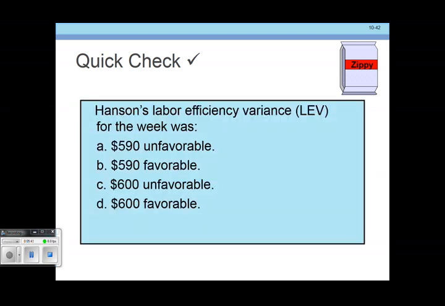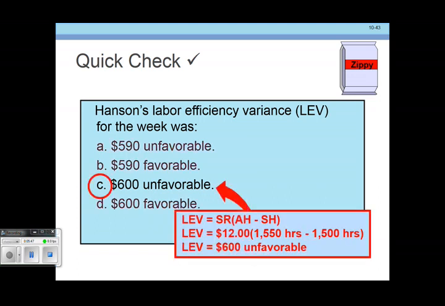The efficiency variance, obviously they already used more. We know that they used more hours than they should have, so we know right away it's unfavorable. Only question is how much. Notice they used 50 additional hours. There's the 1,550 and the 1,500. We already saw that. And so that is $600 unfavorable by taking the 50 times the $12.